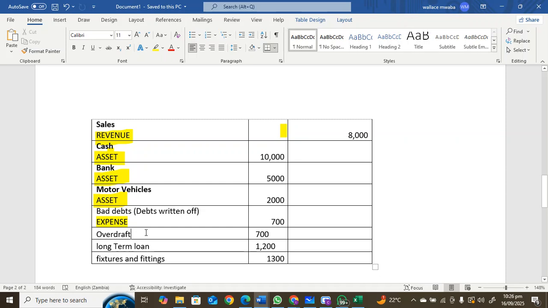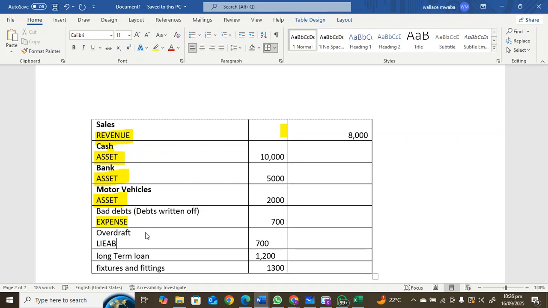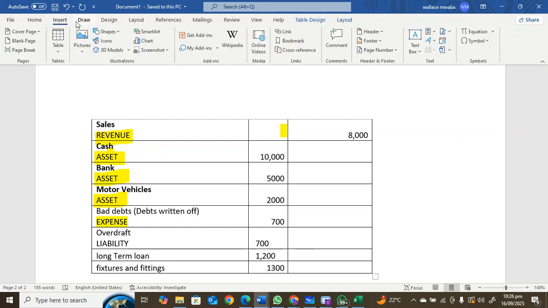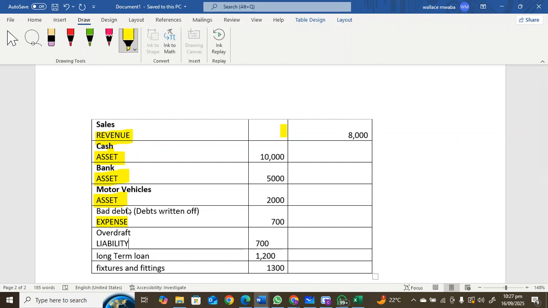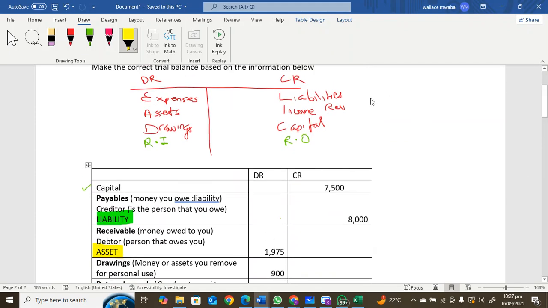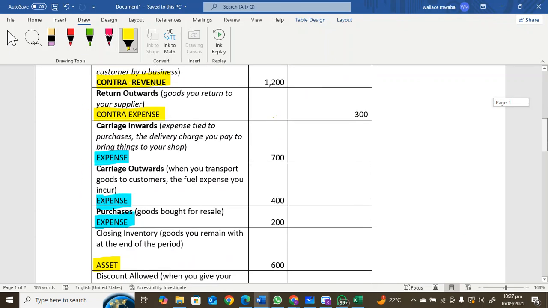Overdraft, this is a liability. So which side is it supposed to be on? Is it on the correct side or on the wrong side? Credit side, yes. According to this, liability is credit side.